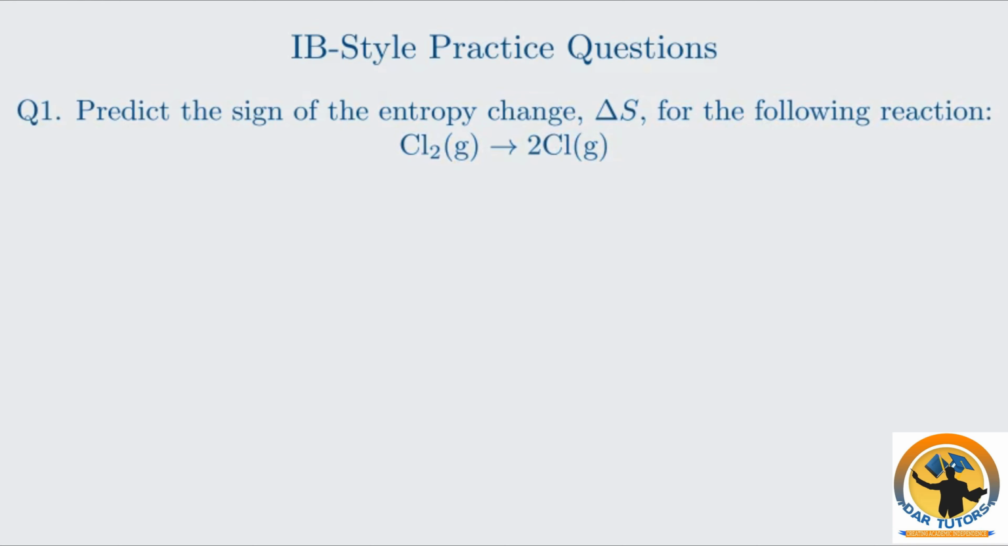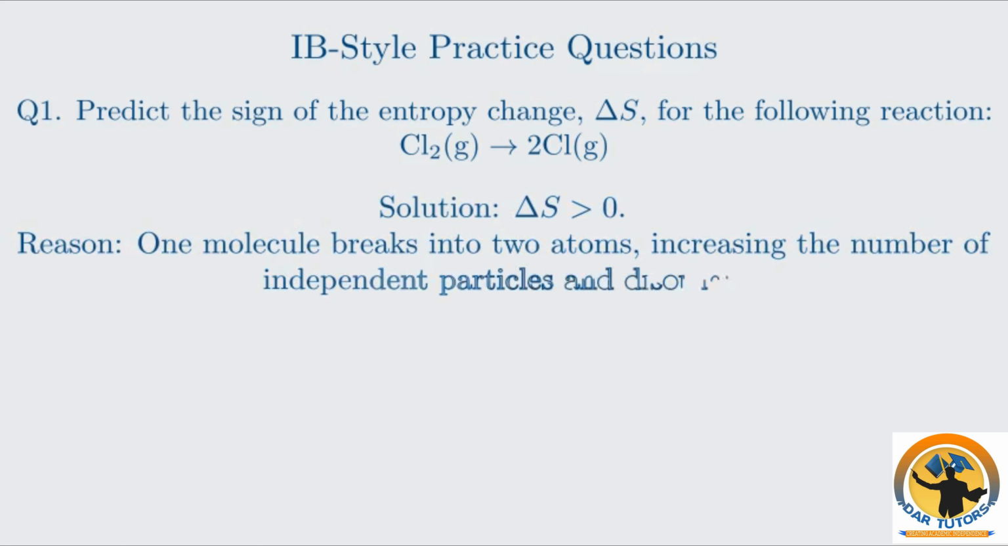Here's the solution. A single molecule is breaking apart into two separate atoms. This process increases the number of independent particles, leading to greater disorder and dispersal. Therefore, the entropy change, ΔS, is positive. So for this reaction, the sign of the entropy change is positive.